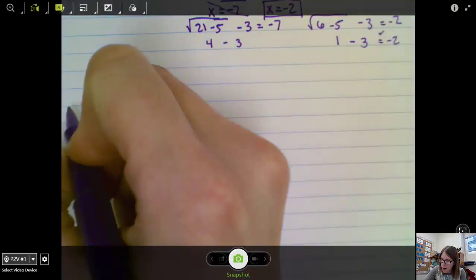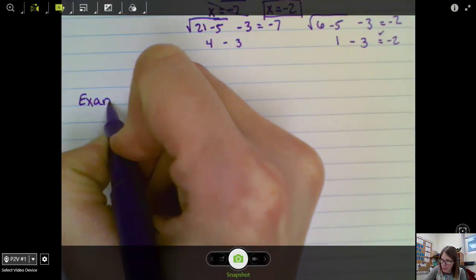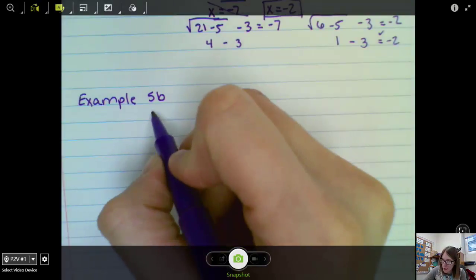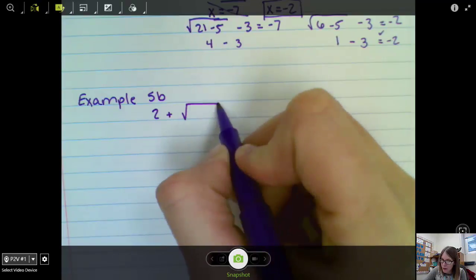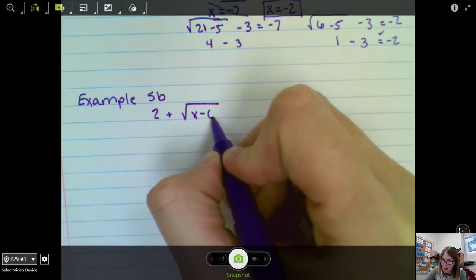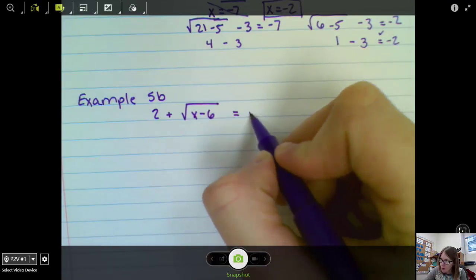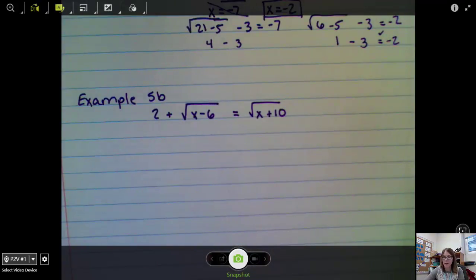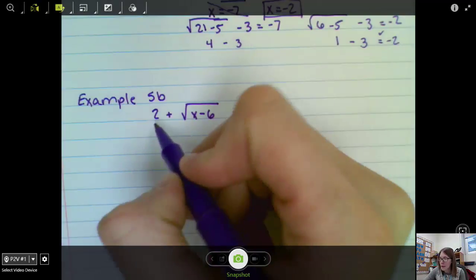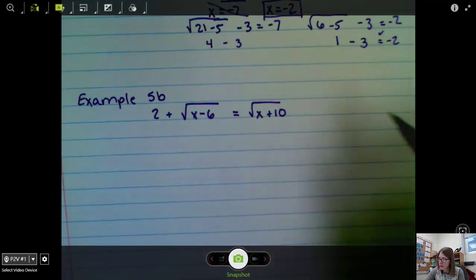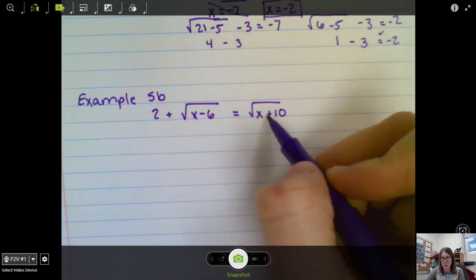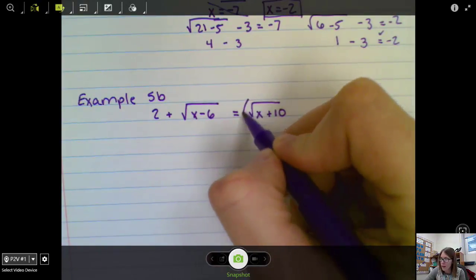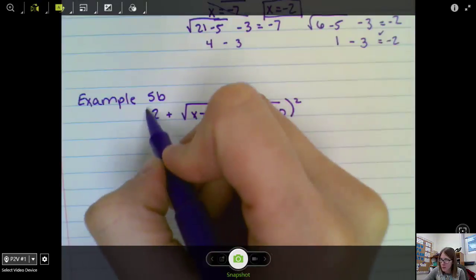Okay, my B example for example 5 is 2 plus the square root of x minus 6 equals the square root of x plus 10. Now, in this problem, I already have one of my square roots by itself. I have the square root of x plus 10 alone over here. So we could just start off by squaring both sides.